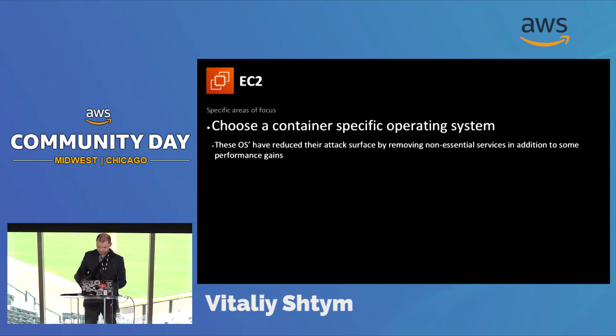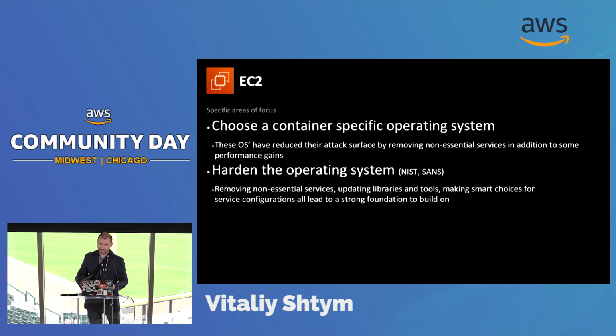So you can harden the system. NIST and SANS have really good guides on how to harden the system, but the alternative is using an operating system that's been pre-hardened. AWS provides good starting points for that, where you have container-specific operating systems, such as CoreOS, etc. You can use as your base and starting point to reduce the attack surface.